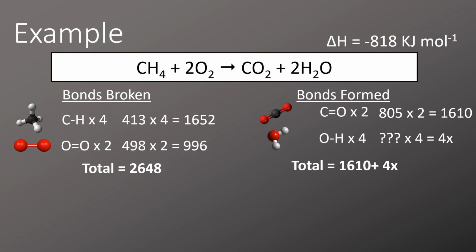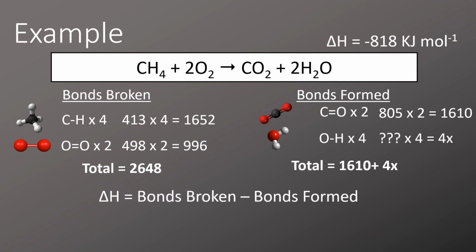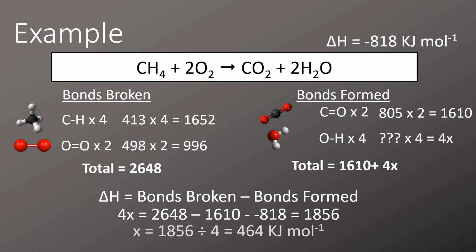Then we'll look at the equation that we're going to use, as always, bonds broken minus bonds formed, and we'll do a little bit of rearranging. So I've now taken the enthalpy change for the reaction over onto the right-hand side, and I've moved the bond enthalpy for OH onto the left-hand side as 4X. This gives me a total value of 1,856. In the next line of the equation, I'm going to divide that value by 4 to get 464. So the bond enthalpy for my OH is 464. I've divided it by 4 because, of course, there are 4 instances of the oxygen-hydrogen bond on the product side of this chemical reaction.